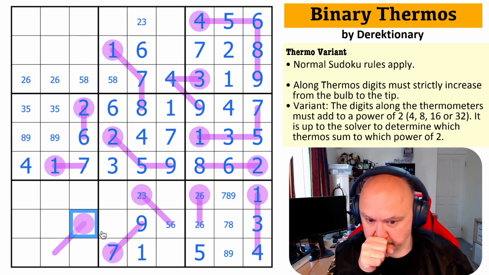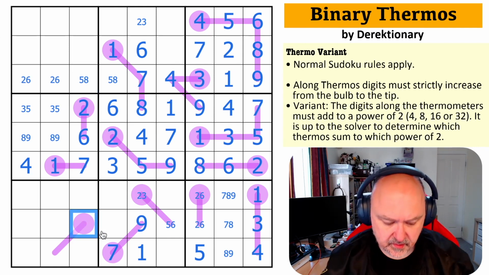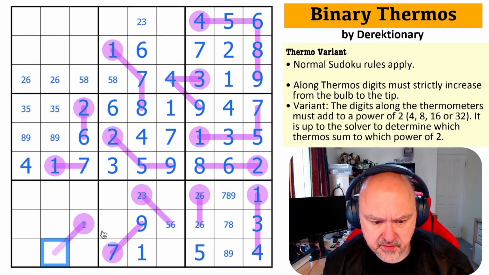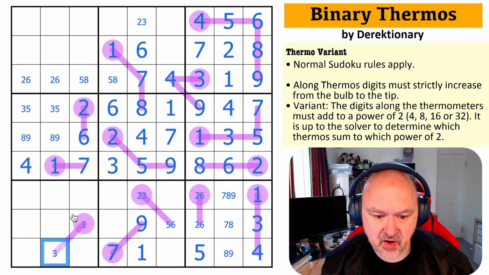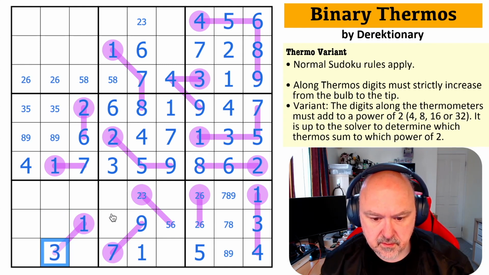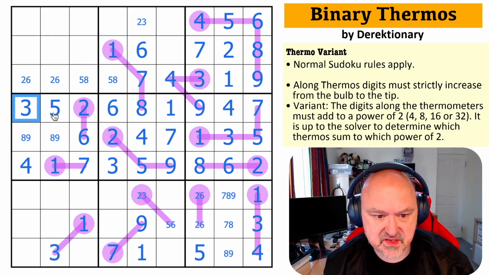So is it time to look at this? Now this could be 1, 3 to get to 4. It can't be 1, 7. It can't be 2, 6. It can't be 3, 5. And it can't be 7, 9. This is 1, 3. Which doesn't seem to have done very much. Oh, it makes this 5 and this 3.